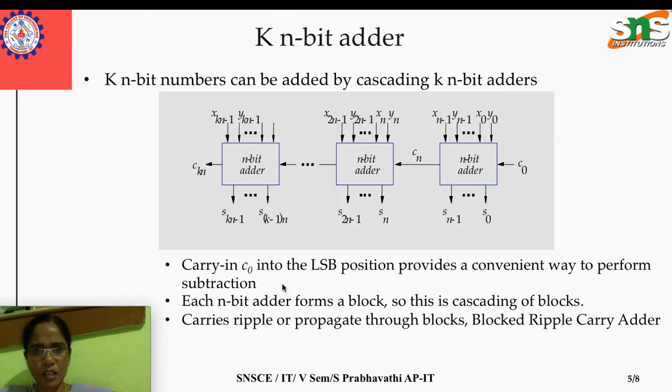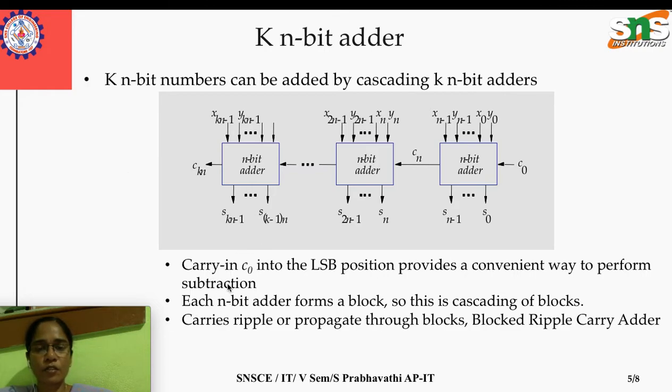Let's see the circuit arrangement for a kn-bit adder. For example, if I have a 4-bit adder, what happens if I want to add two 16-bit numbers? It means I need four 4-bit adders, is it not? Each adder will perform 4 bits. So 4 plus 4 plus 4 plus 4 is equal to 16, is it not? That's what is represented as a kn-bit adder. This is one set of 4-bit adder, and the other sets of 4-bit adders, all combined to give me the answer for the kn-bit adder.